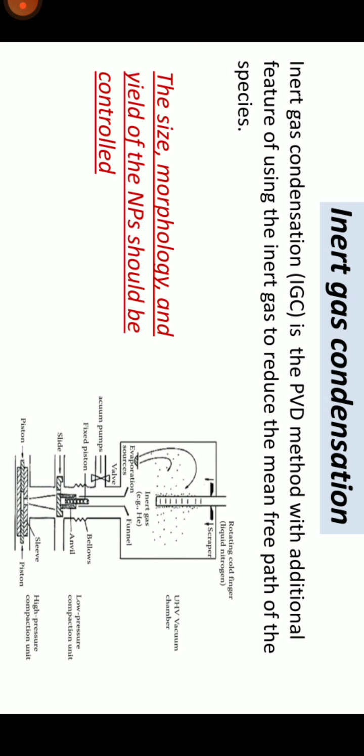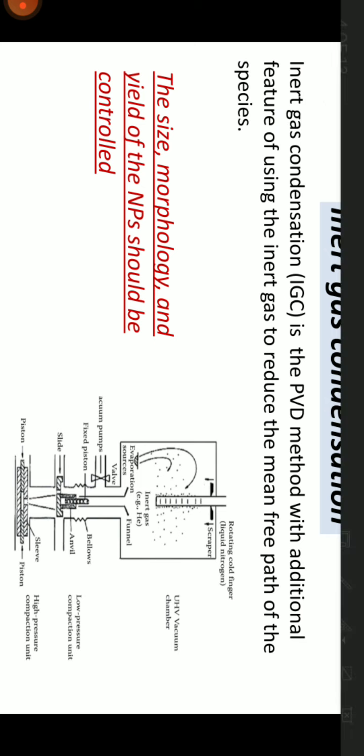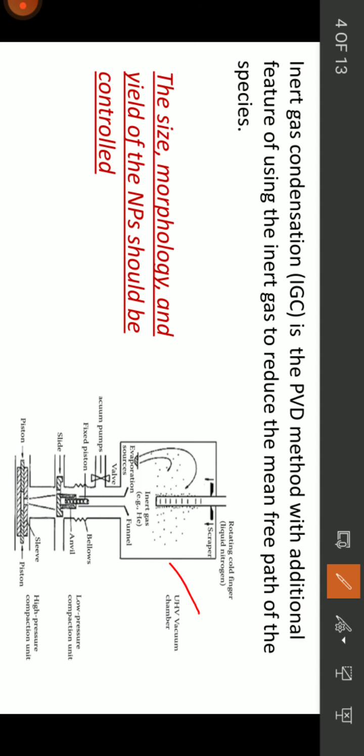Now, discussing inert gas condensation, which is a PVD method, or physical vapor deposition method, with the additional feature of using an inert gas to reduce the mean free path of the species. It is commonly used to synthesize metallic and metal oxide nanopowders with a narrow particle size distribution. In this process, a metal is evaporated inside an ultra high vacuum chamber. As shown in the diagram, this is an ultra high vacuum chamber in which the evaporation of the source is taking place.